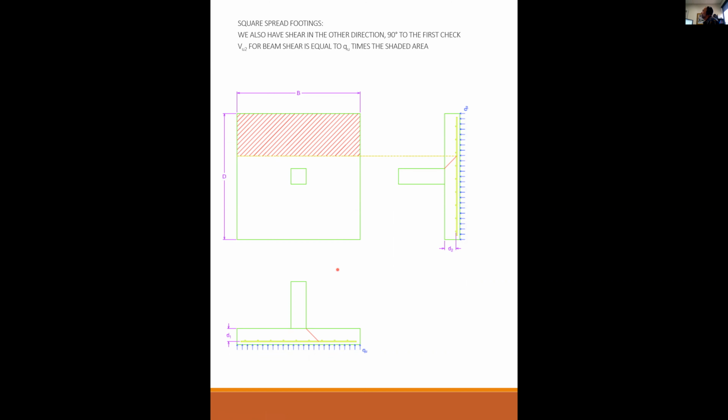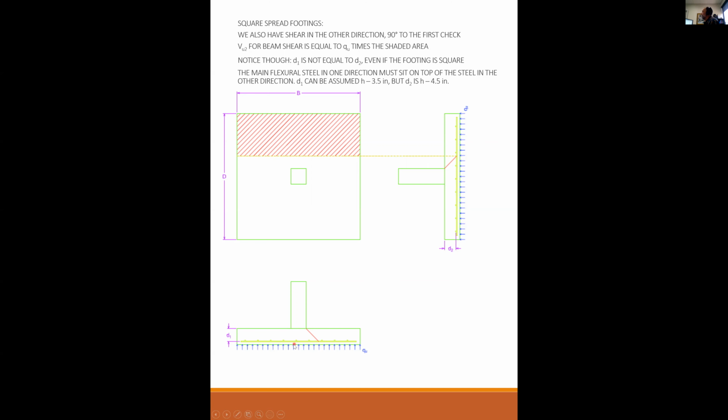VU2 for beam shear is equal to QU times the shaded area again. Notice though, D1 is not equal to D2, even if the footing is square, because of the way that the steel is sitting on top of the other steel. The main flexural steel in one direction must sit on top of the steel in the other direction. D1 can be assumed to be H minus 3.5 inches, but D2 is assumed to be H minus 4.5 inches.